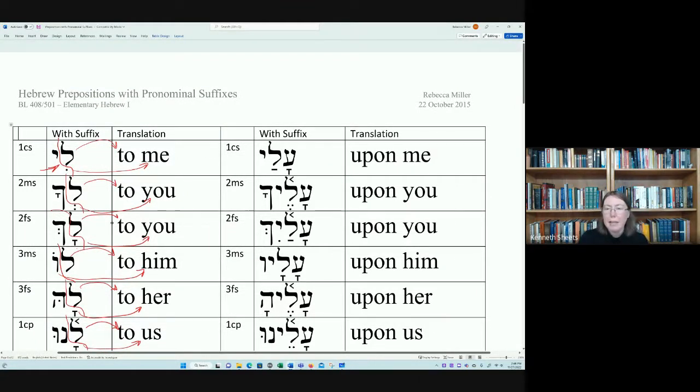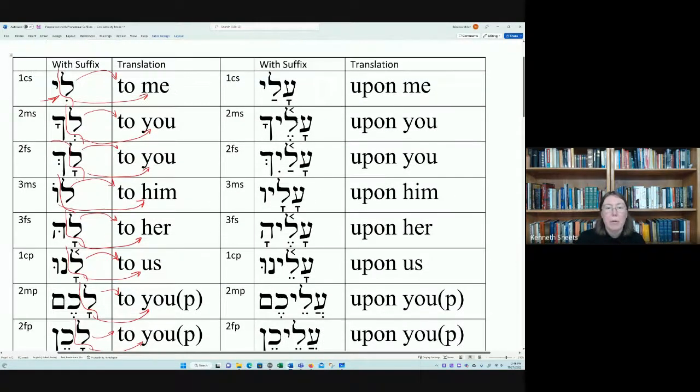Now, as I said, there are some prepositions that will take the pronominal suffixes as their objects, but the form of the pronominal suffixes will be the form that they take on a plural noun, and al is one of these.